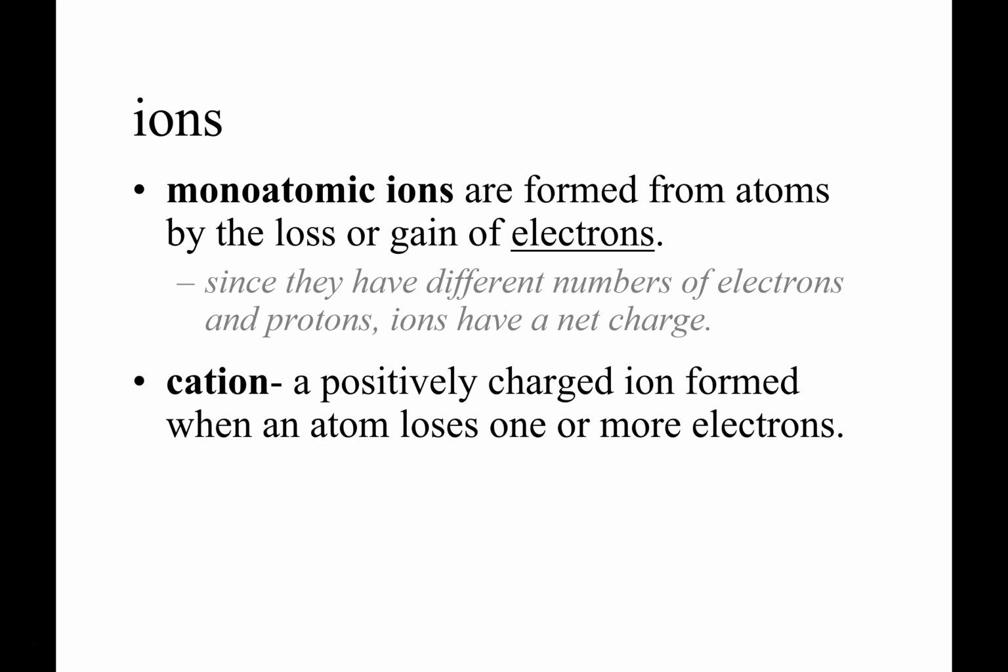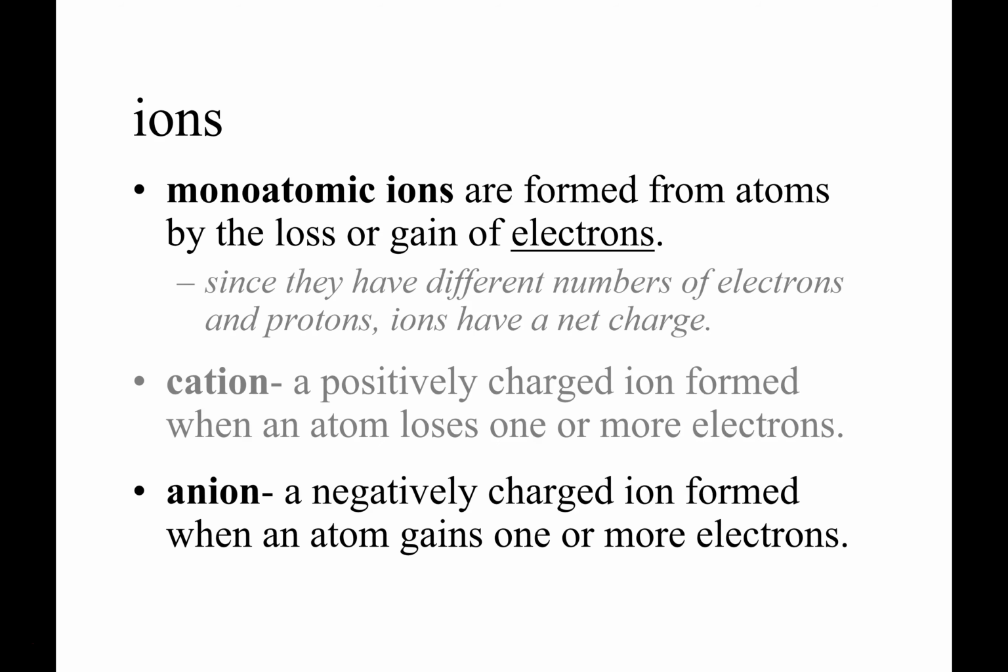So the metals form cations, and the nonmetals, such as chlorine, form anions. An anion is a negatively charged particle. A cation is a positively charged particle. There are different ways to help remember this, but the T in cation kind of reminds me of a plus. And I don't know how you remember anion, but it's negatively charged.